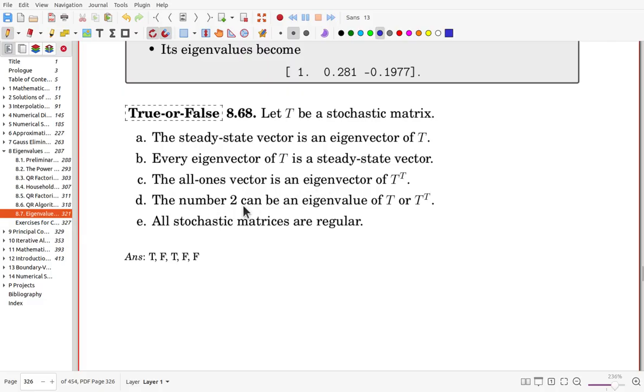The number 2 can be an eigenvalue of T or T transpose. Here, the phrase can be is a trick. However, no matter what, the eigenvalue of T or T transpose cannot be larger than 1 in modulus, so 2 cannot be an eigenvalue. So it is false. All stochastic matrices are regular is false. Okay.